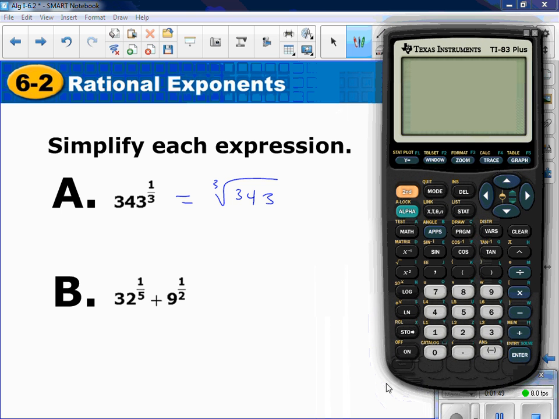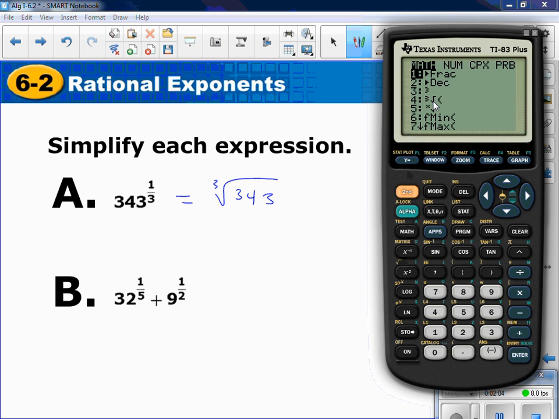Now, with the use of a calculator, to do cube root, to do any root, there's a square root in yellow here. If I do math, there is a cube root here. But to do any root, press what root I want: 3rd root, math, 5. This means the 3rd root of 343. The answer is 7. 7 times 7 times 7 is 343.